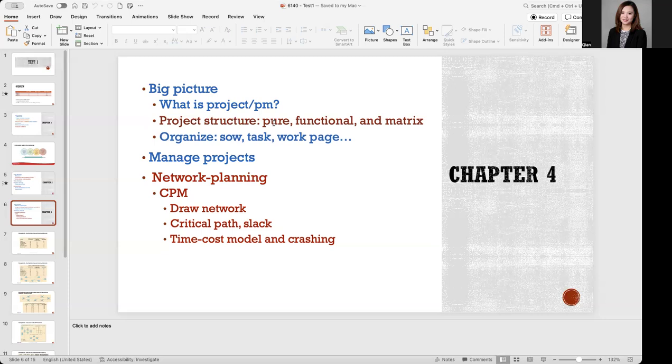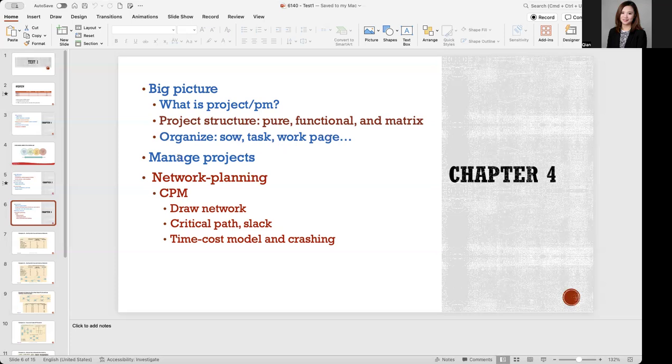Like with all the questions that come from this part. And the next small thing for the big picture is the organization. For the organization, I gave you a few terms like SOW, which means the statement of work. What does task mean? What does work package mean, and others? I have a few terms on one slide, so just go over that slide and you will be fine.